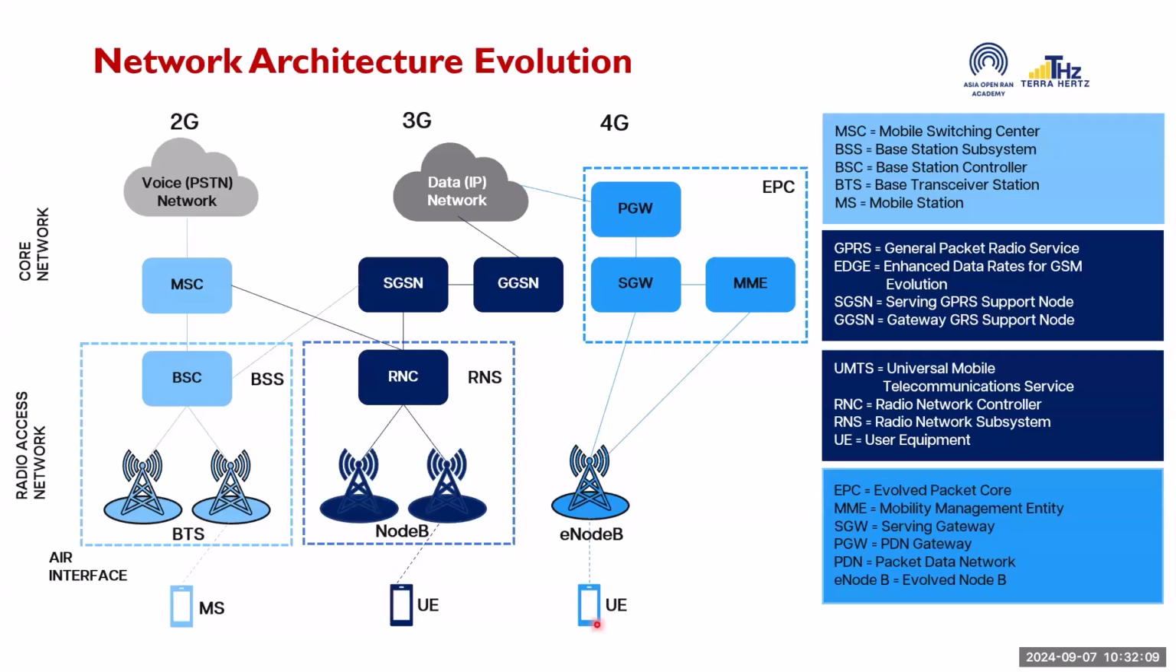So now we have a new core and then we have a new radio access network. What is unique here is that the control function of the BSC and the RNC is not anymore separated. It's now embedded in the eNode B. Yeah. Okay. So wala na tayong controller. Nasa eNode B na. Okay.